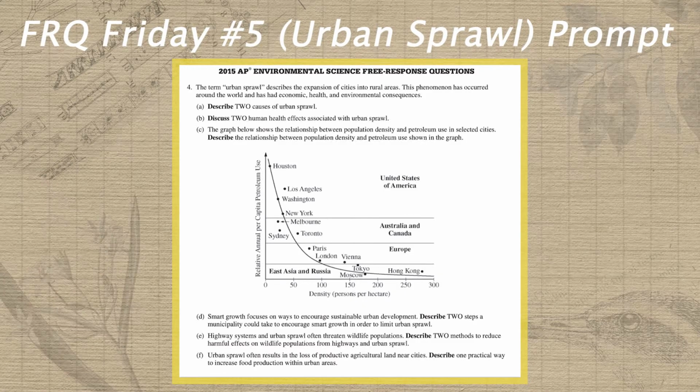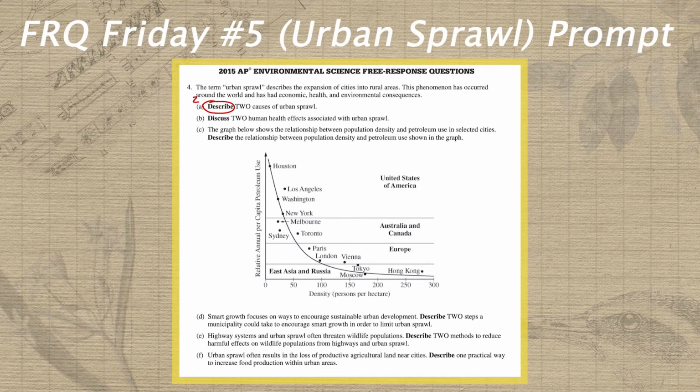Alright, sorry, back to FRQ writing. So in letter A on this question, we start off with a describe question, so let's circle that and write a 2 above it. And what we're describing are 2 causes of urban sprawl. So remember, our answers have to be actual causes that result in urban sprawl.